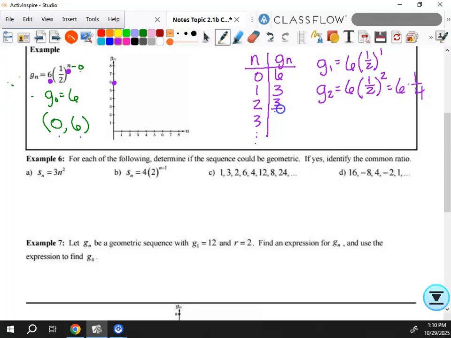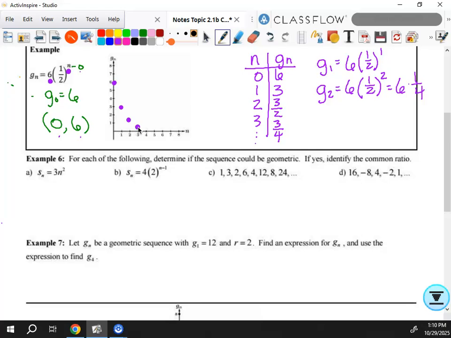Be 3/2. Because what am I multiplying by on each step? 1/2, right? 6 times 1/2, because that's my R. 6 times 1/2 is 3. 3 times 1/2 is 3/2. 3/2 times 1/2 is what? 3/4. Okay. So there's my little points that I can plot. I'm going to go to 1, 3, 2, and then 3/2 is like 1.5, and then 3 and 3/4. I'm right there.